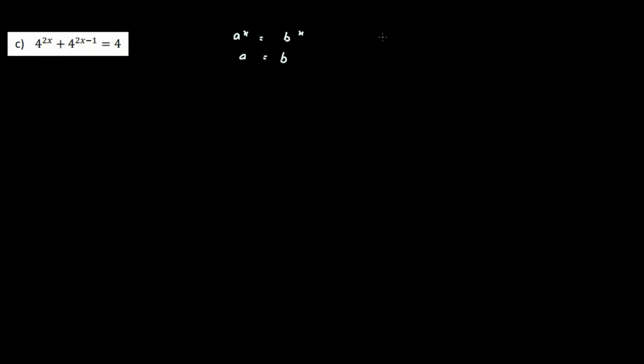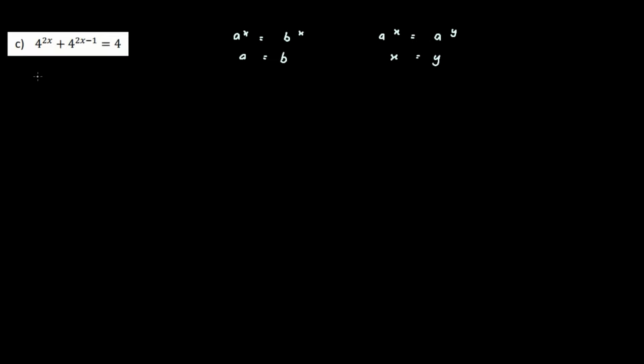Or the other one is when you have a^x equals to a^y, so you can say that x equals to y. So the issue about this question is that you have a plus here, which you cannot easily change into a single term, like a^x equals to b^x. So you cannot combine these terms, so you cannot have 4 to something equals to 4 to something, then say that the indices are the same. So that's the problem with this question.